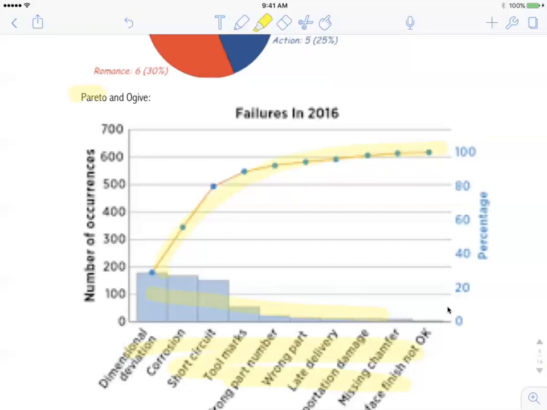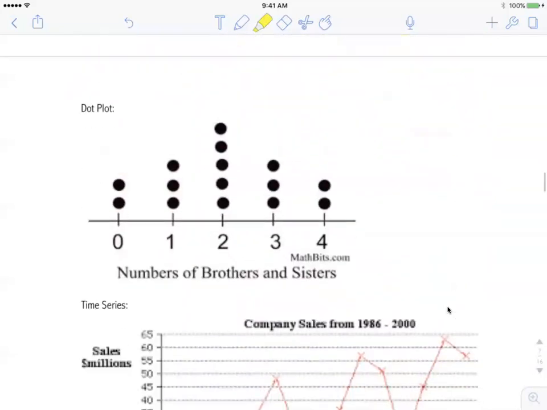Okay. All right. Then you have a dot plot. A dot plot is just kind of a frequency. You know, how many brothers and sisters do you have, right? So each dot is a person in the survey, I guess. So 2 people in the survey had no siblings, 3 people had 3, 2 people had 4 siblings, 3 people had 1 sibling, and then 5 people in the survey had 2 siblings.